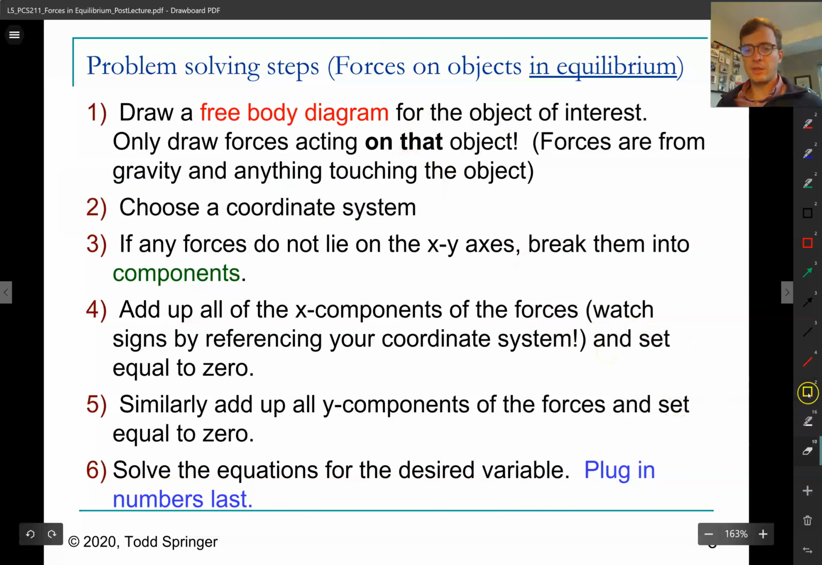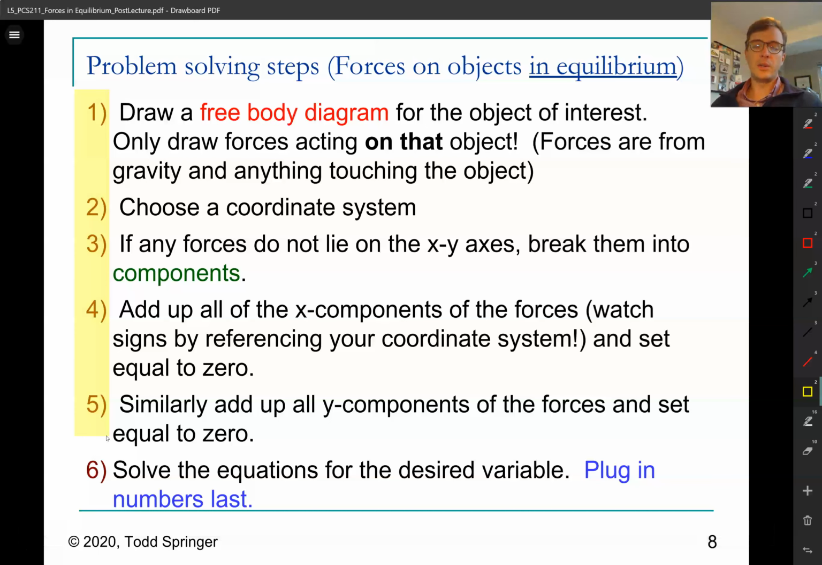Then I break the forces into components. So I break some of the forces into their x and y components, or all of the forces into their x and y components. Then I add up all the forces in the x direction and set it equal to 0. Add up all the forces in the y direction, set it equal to 0. And if I'm doing a 3D problem, I have to do it a third time, add up all the forces in the z direction, set it equal to 0. These steps 1 to 5, this is physics. This is the physics part, adding up all the forces, setting them equal to 0.